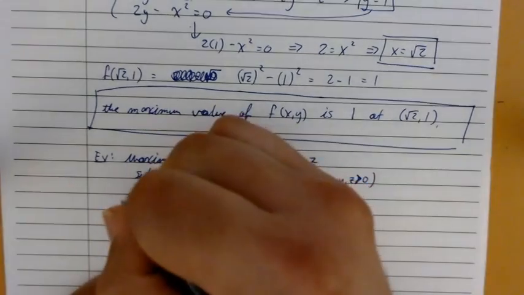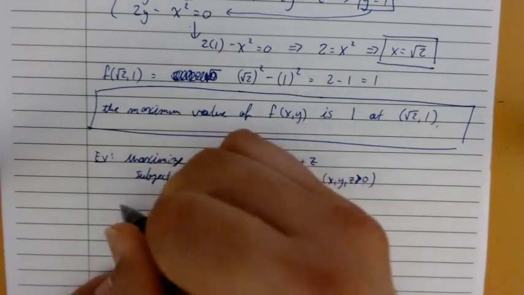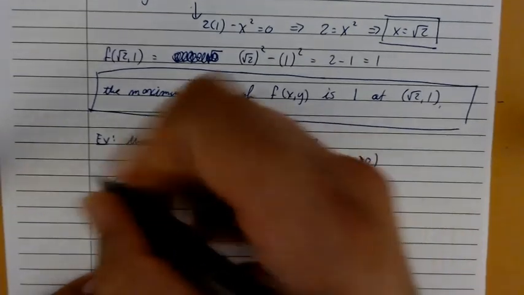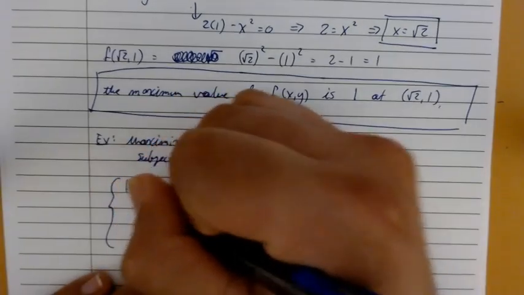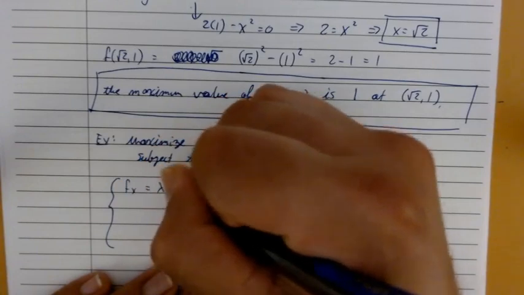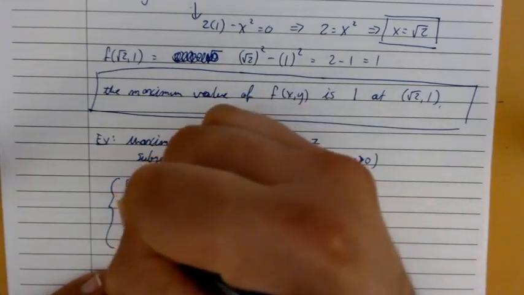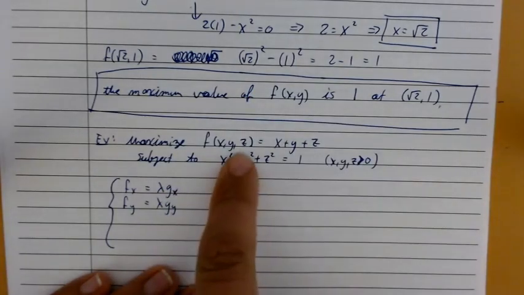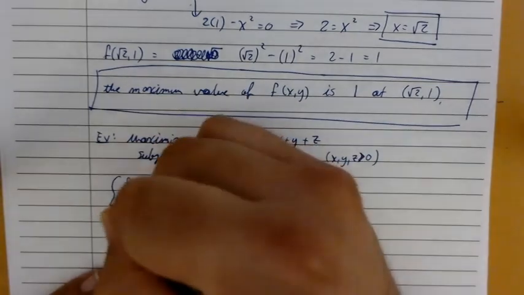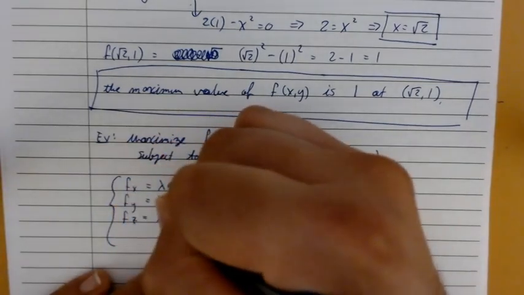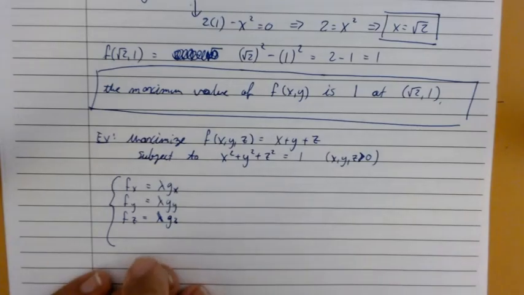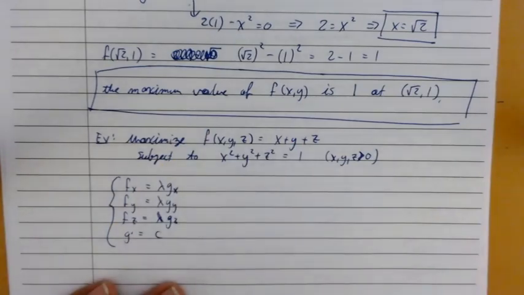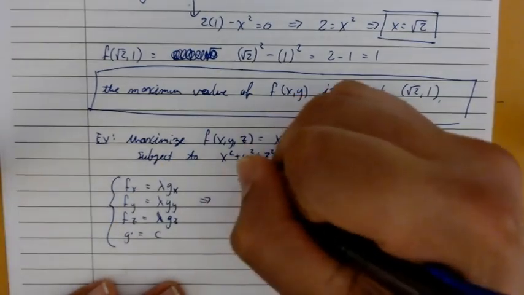All right, well, this will work pretty much the same way. We're going to go ahead and take the system of equations. Normally we'd have f sub x is equal to lambda g sub x, and we'd have f sub y equals lambda g sub y. But now you have a third variable. Okay, so you'll have a third equation. F sub z equals lambda g sub z. And then the last one is still going to be your constraint. It's going to be g is equal to your constant. All right, so let's see what all those are.